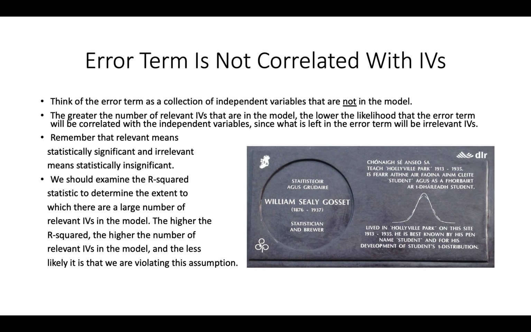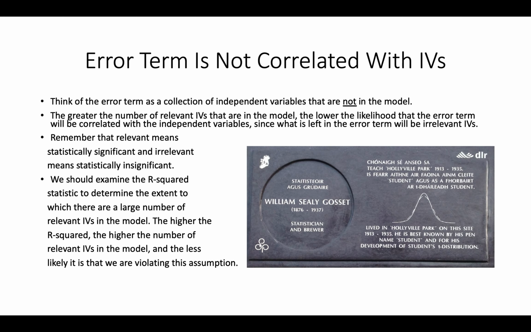We have two more assumptions to consider. First, the error term should not be correlated with the independent variables. We can think of this as a corollary to one of the earlier assumptions, that there are no relevant independent variables excluded from the model. Further, let's consider the error term as a collection of potential independent variables that could be included in the model, but aren't included for whatever reason. If we include as many relevant independent variables in the model as possible, then we reduce the number of those variables in the error term, and thus the likelihood that the error term is correlated with the independent variables in the model is relatively low.